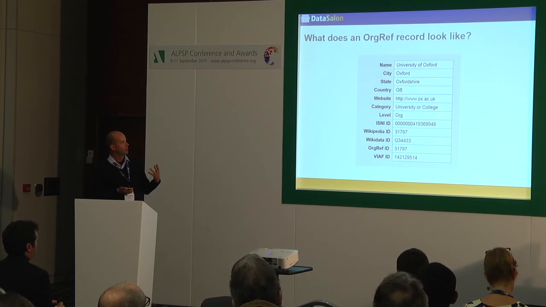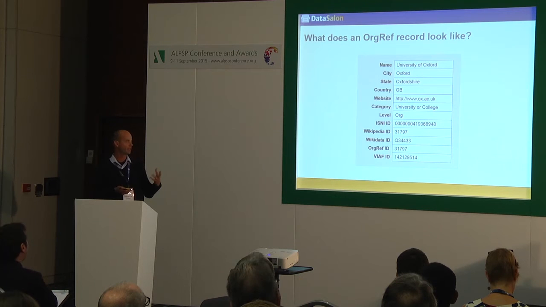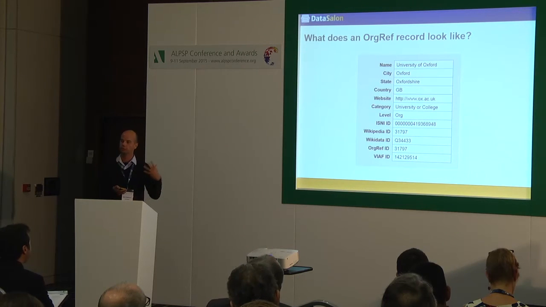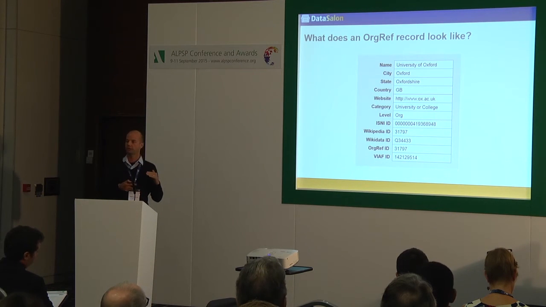You get the website, the category. There are about 10 categories. We're largely taking those from ISNI just to differentiate things like universities from things like hospitals and companies. The level references the hierarchy concept.